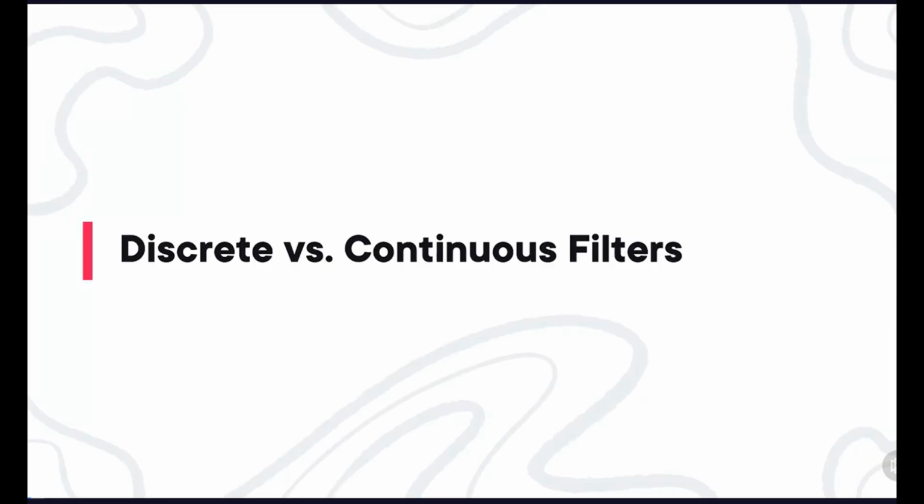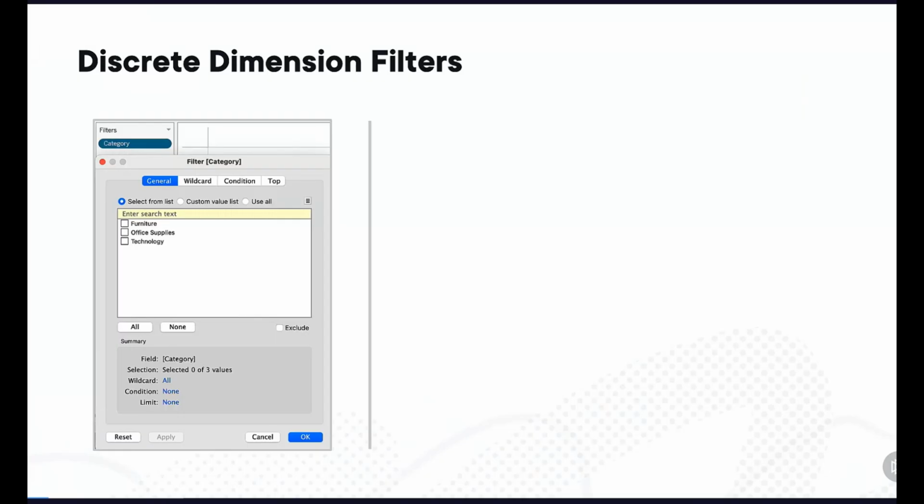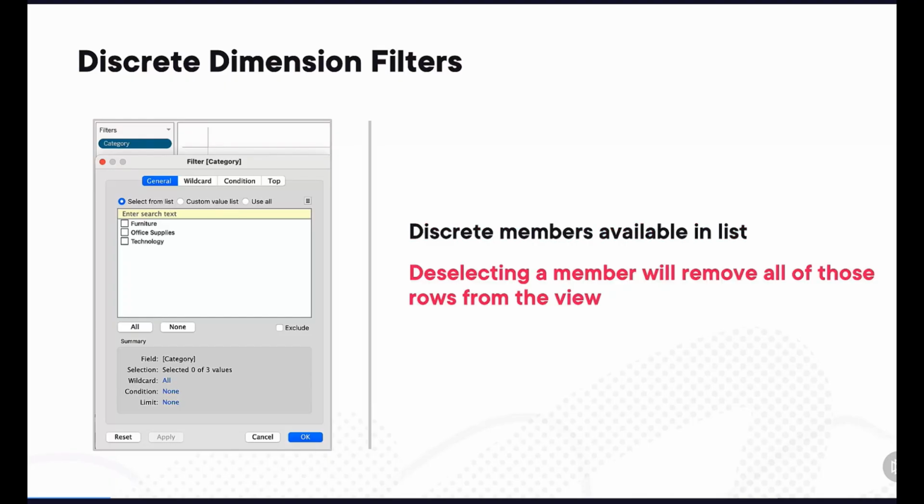We will talk about discrete versus continuous filters. In this example, we're looking at a discrete dimension filter. The category field was added to the filter shelf in Tableau. You can see the discrete values of the category field available in the list. Deselecting a member will remove all those rows from the view.